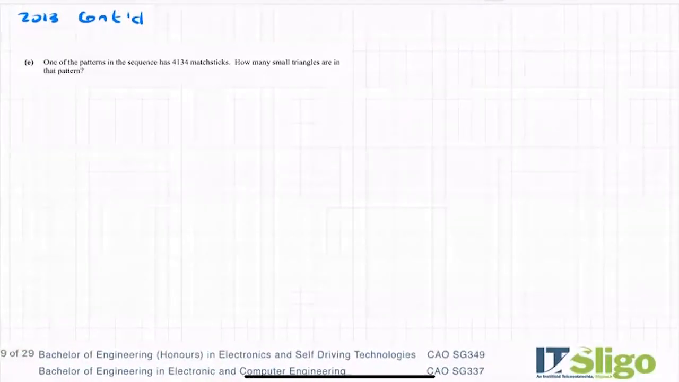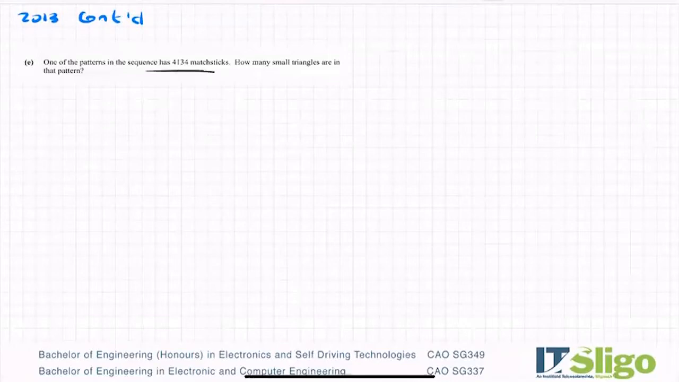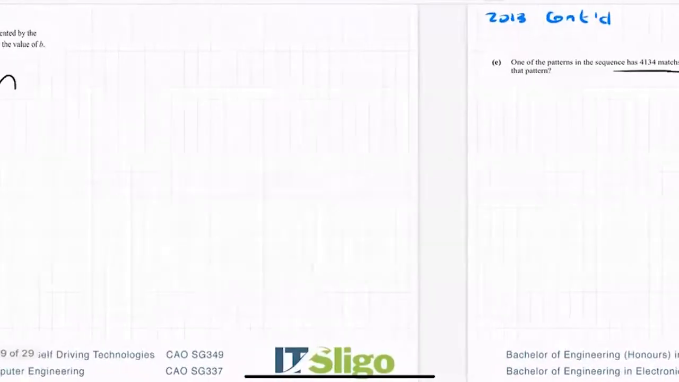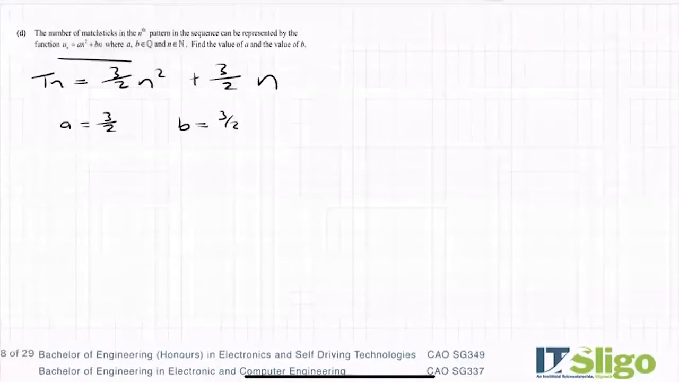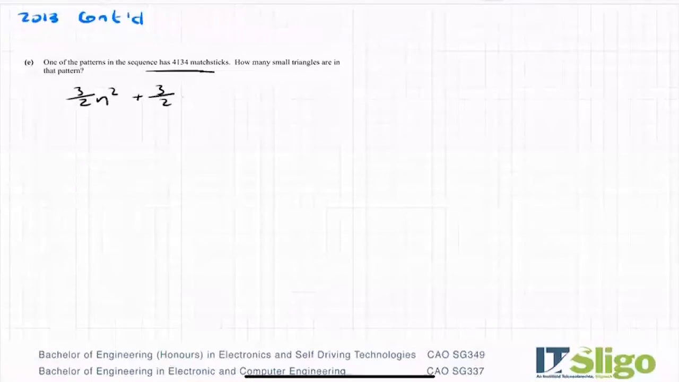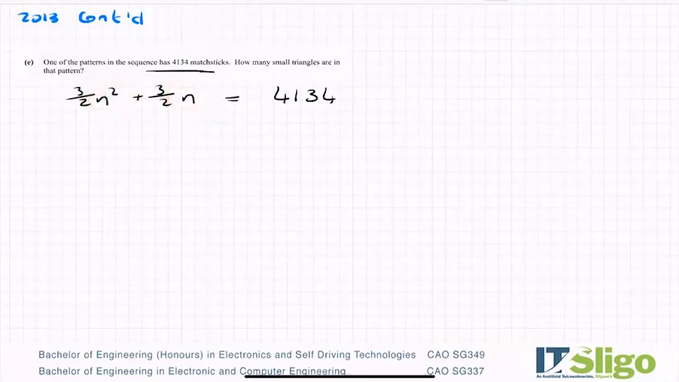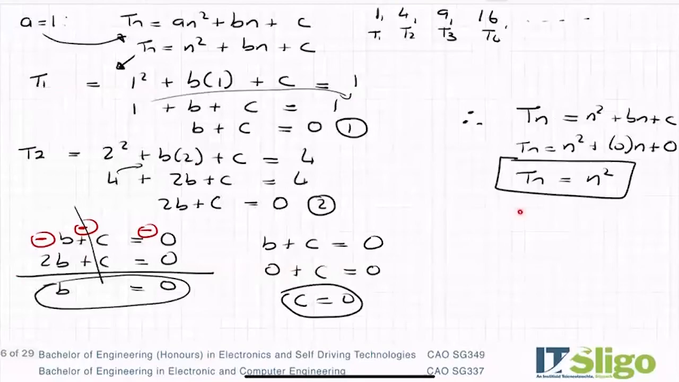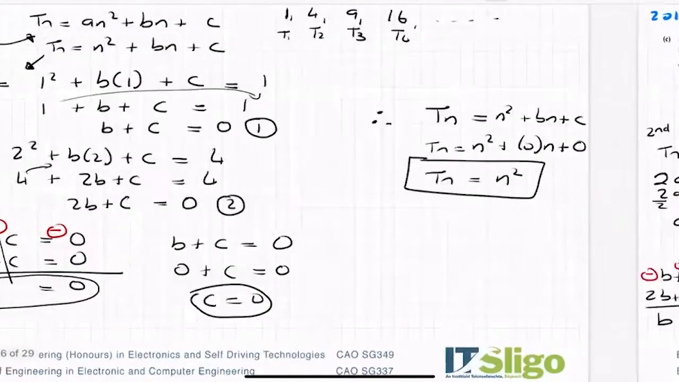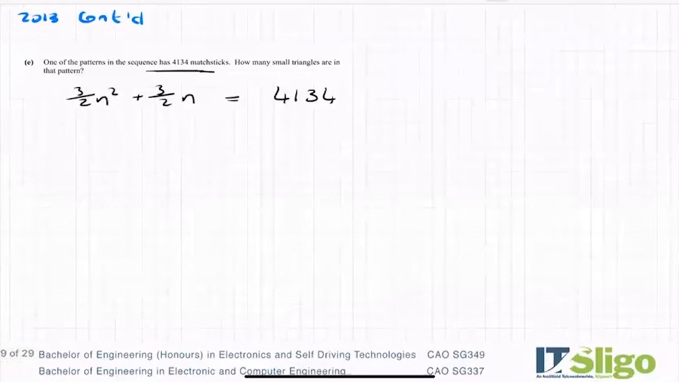And then part E said, one of the patterns in the sequence has 4,132 matchsticks. How many small triangles are in the pattern? Well, we have to figure out which n we have first for that number of matchsticks. So we have 3 over 2 n squared plus 3 over 2 n equals 4134. And my thinking is if I solve this for n, I'll figure out which term in the sequence I am, and then I can go back to my expression for the number of triangles that represents. Okay, so that's where I'm going.